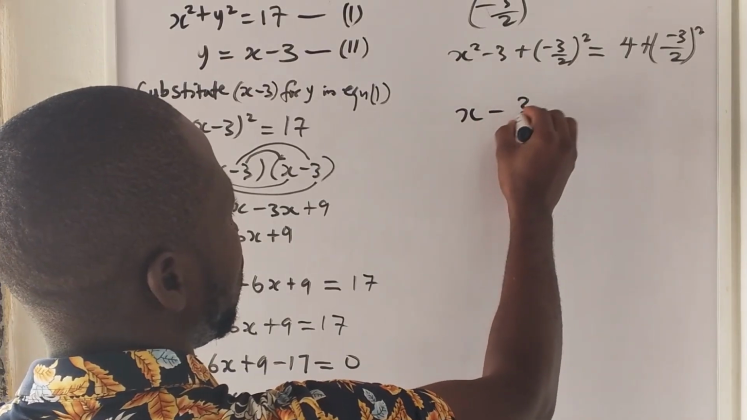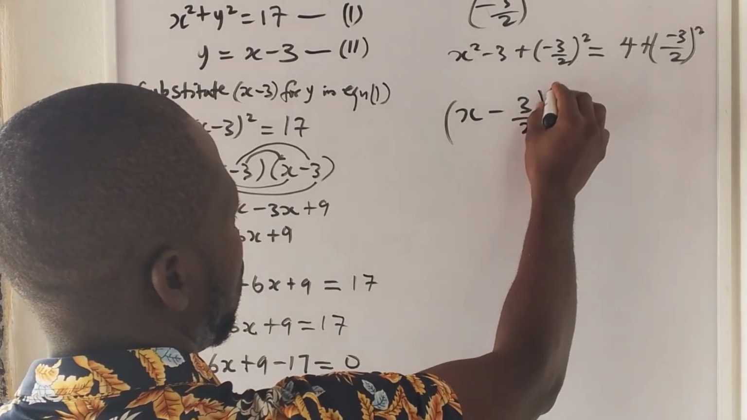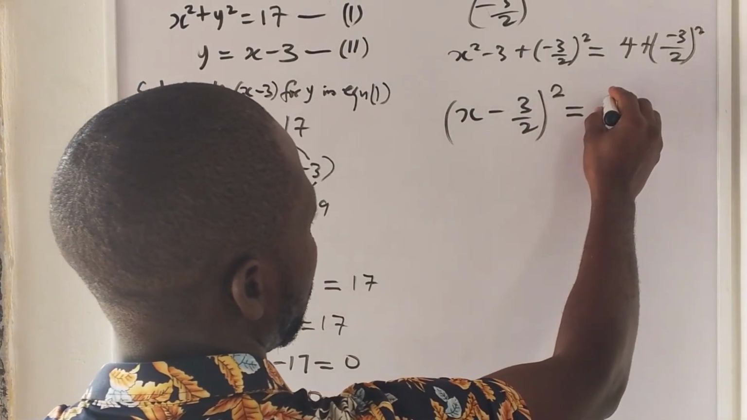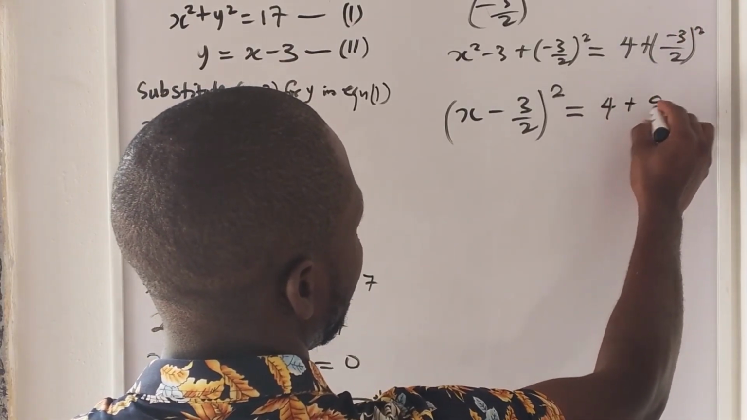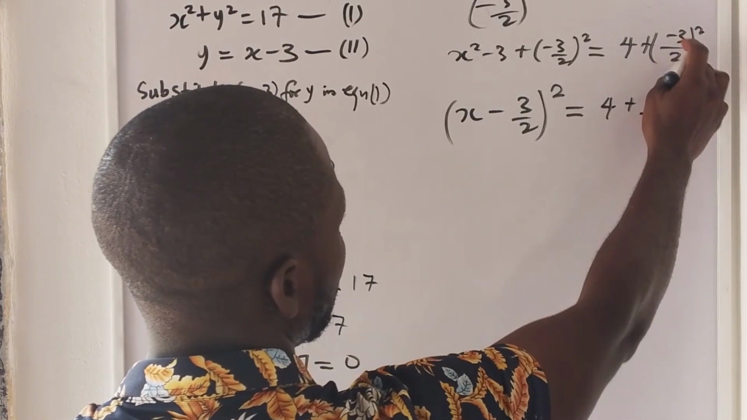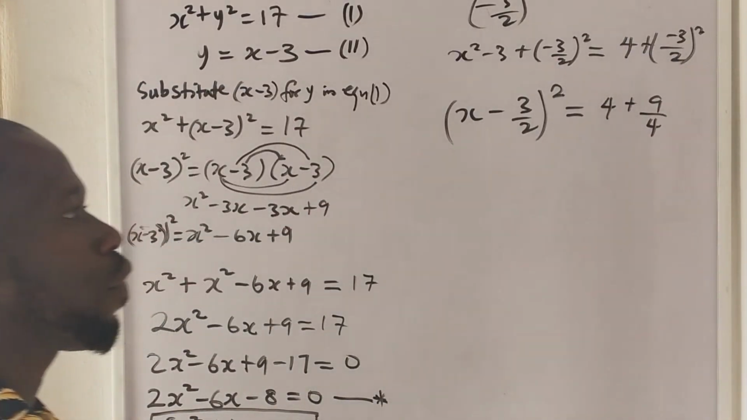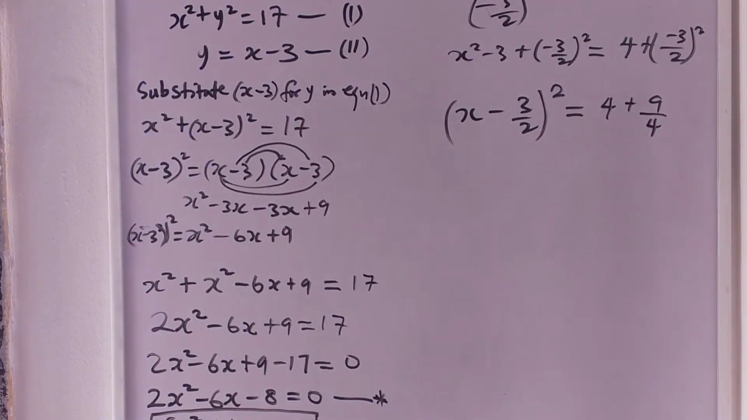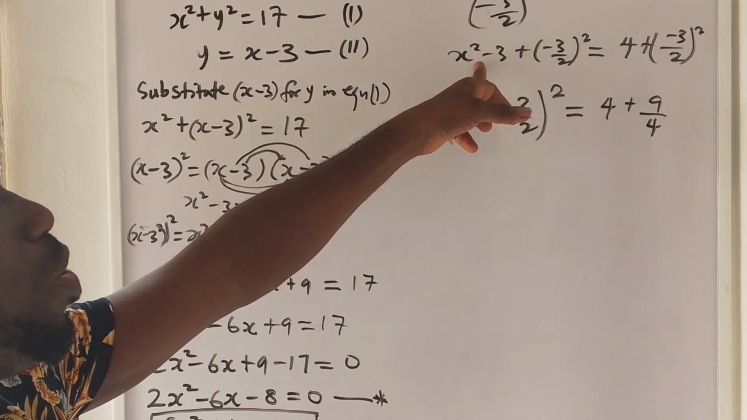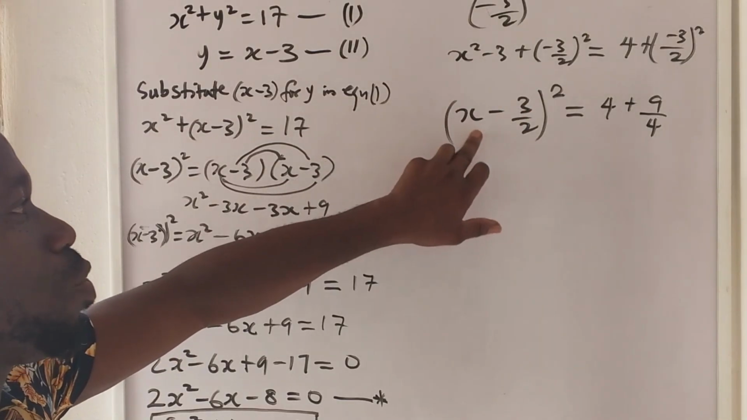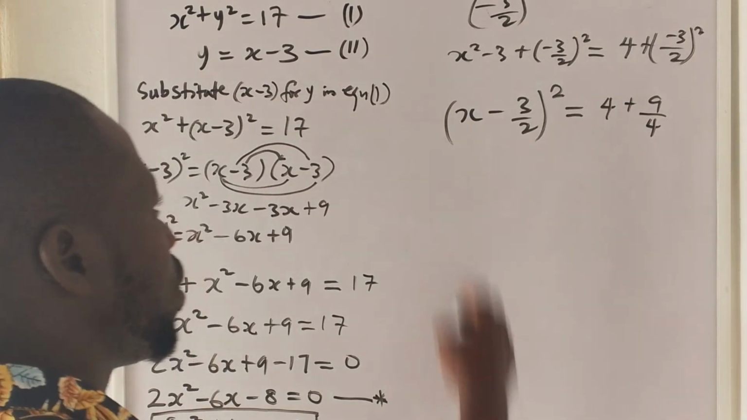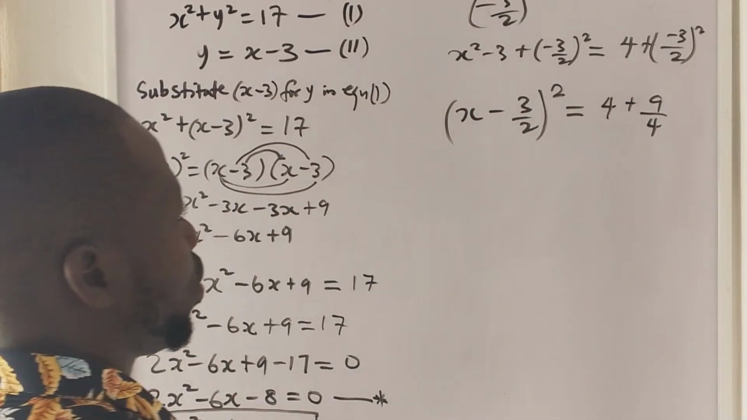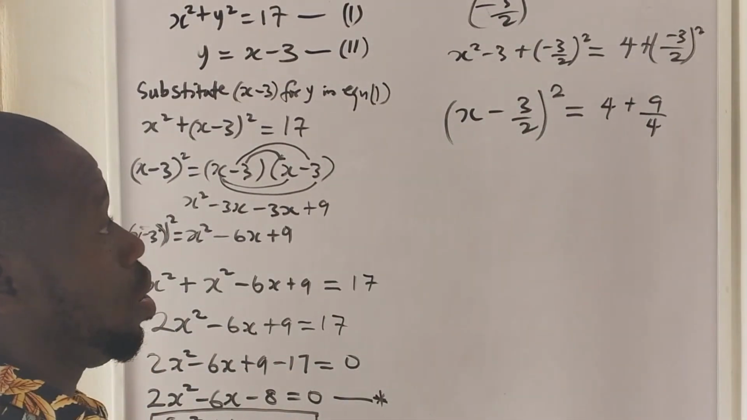x minus 3 over 2 all squared is equal to 4 plus 9 over 4, because minus 3 squared is plus 9, and 2 squared is also 4, right? So when you expand this, it gives you this back. That's why we say it's a perfect square. A perfect square is a number that has a square root and can multiply itself. So you have x minus 3 over 2 squared. So this is the point.